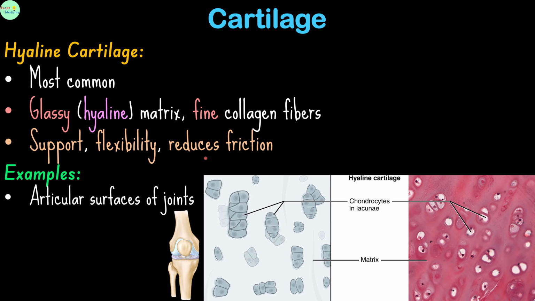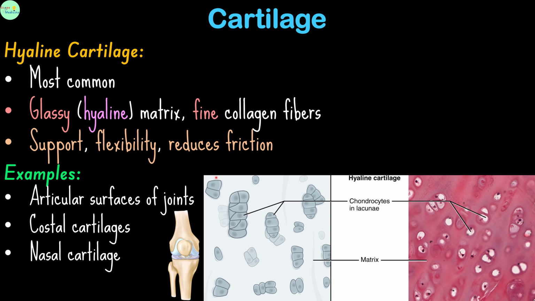Examples include the articular cartilage that covers the ends of bones at synovial joints, the costal cartilages that connect the ribs to the sternum, the cartilage that forms the shape of the nasal passages, and the C-shaped rings that form the trachea and bronchi, keeping these airways patent during respiration.